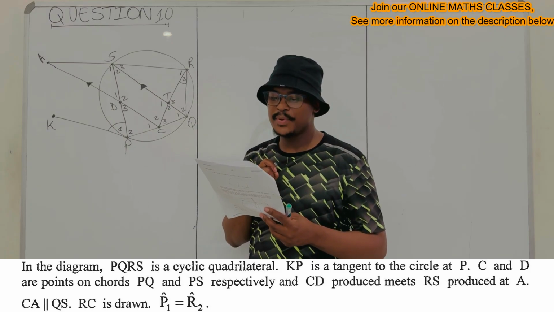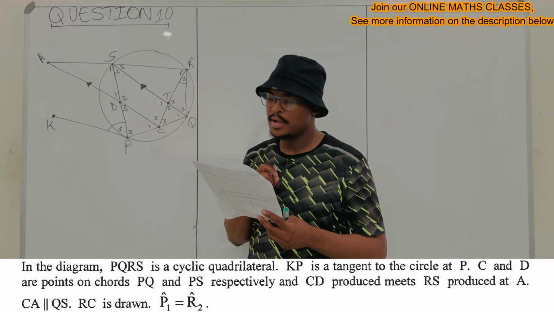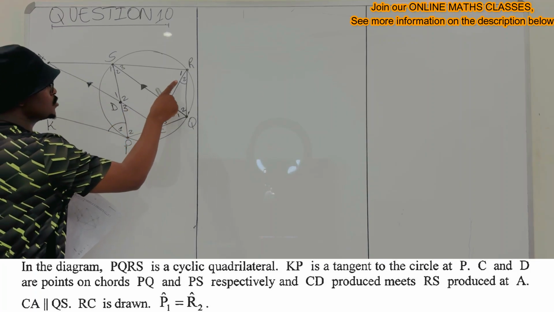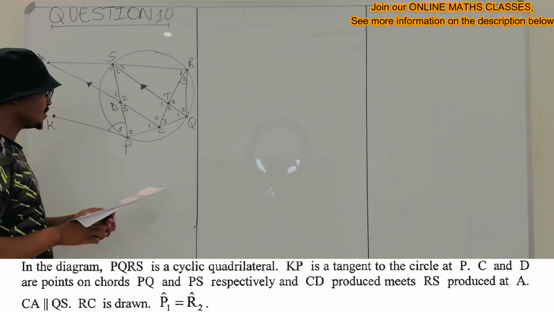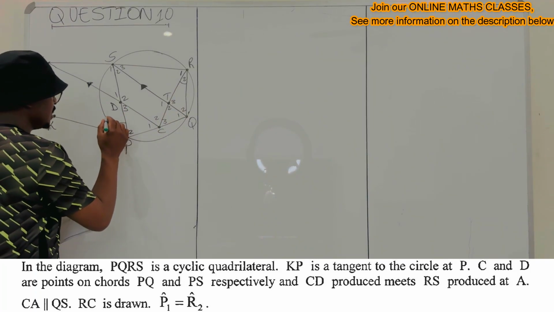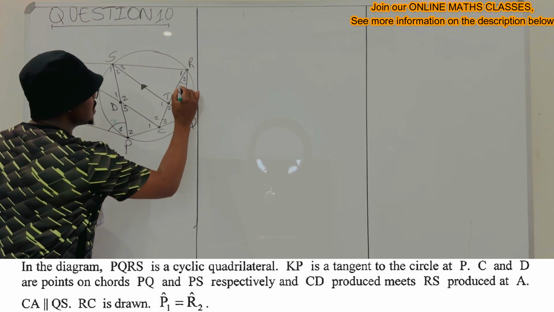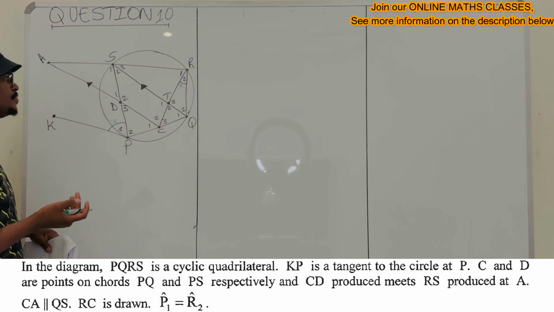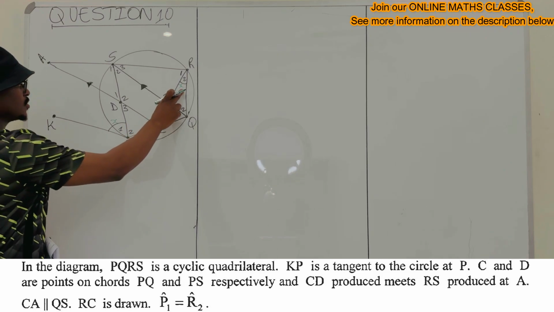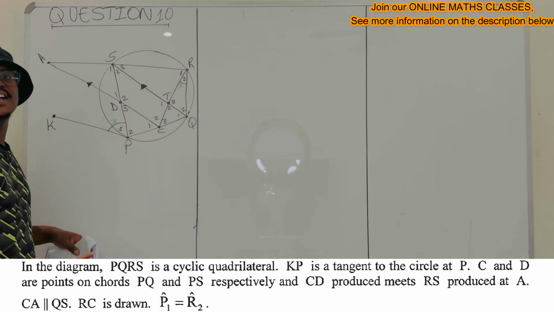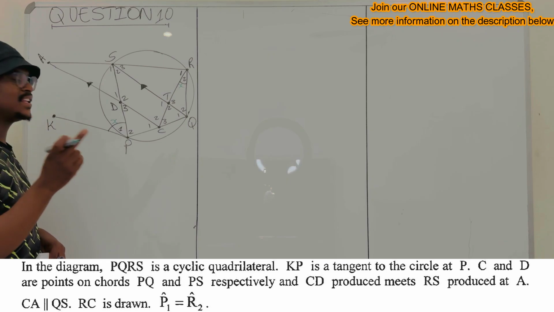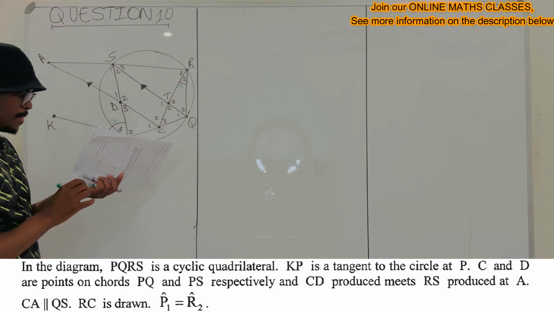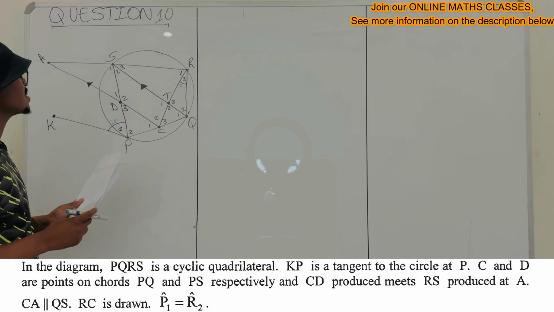Fine. They are saying angle P1 is equal to angle R2. Where is P1? P1 is this angle here, and it is equal to R2 over there. So let me just put that in. Let's say maybe this is X here, that one should also be X, because these two are equal. I'm not saying they are X, but I'm just trying to highlight that this one and that one are equal. So you know what cyclic quadrilaterals are, right?